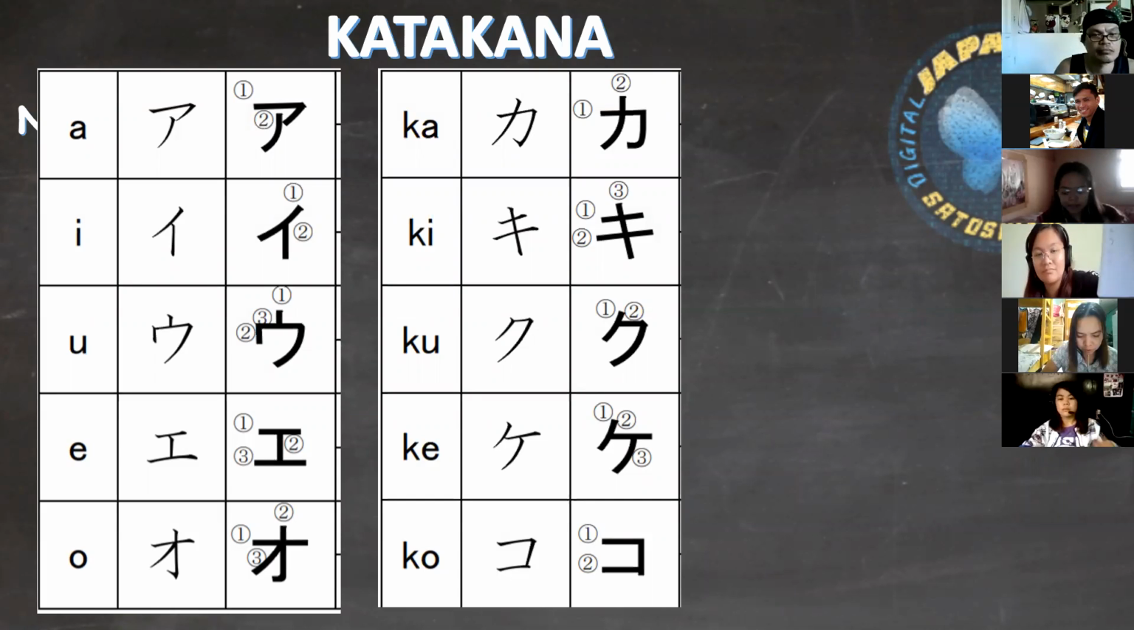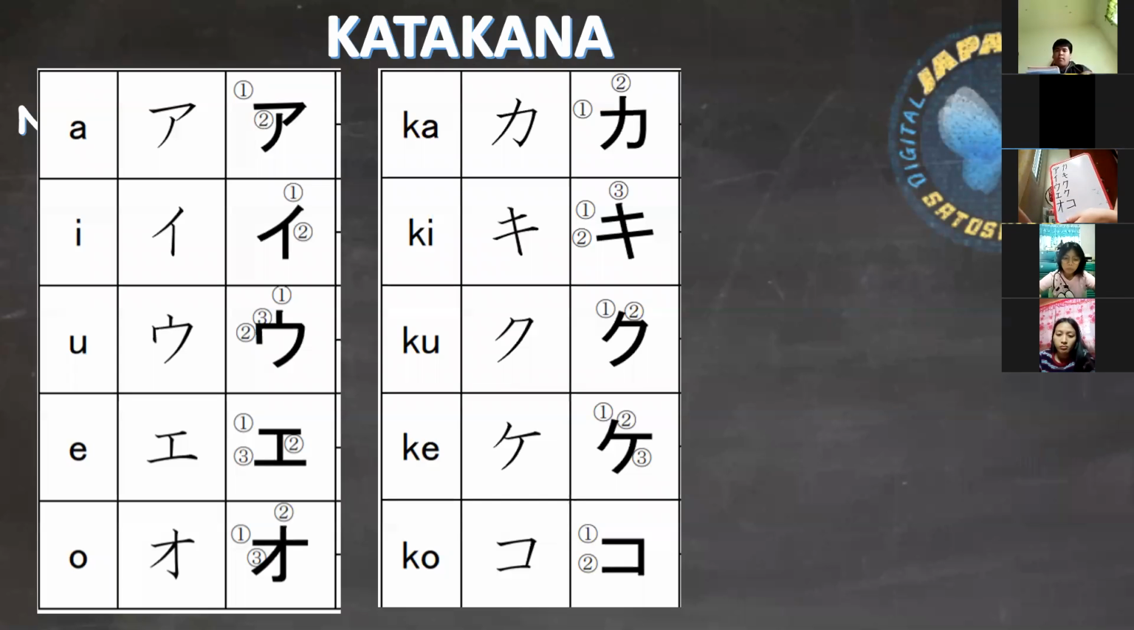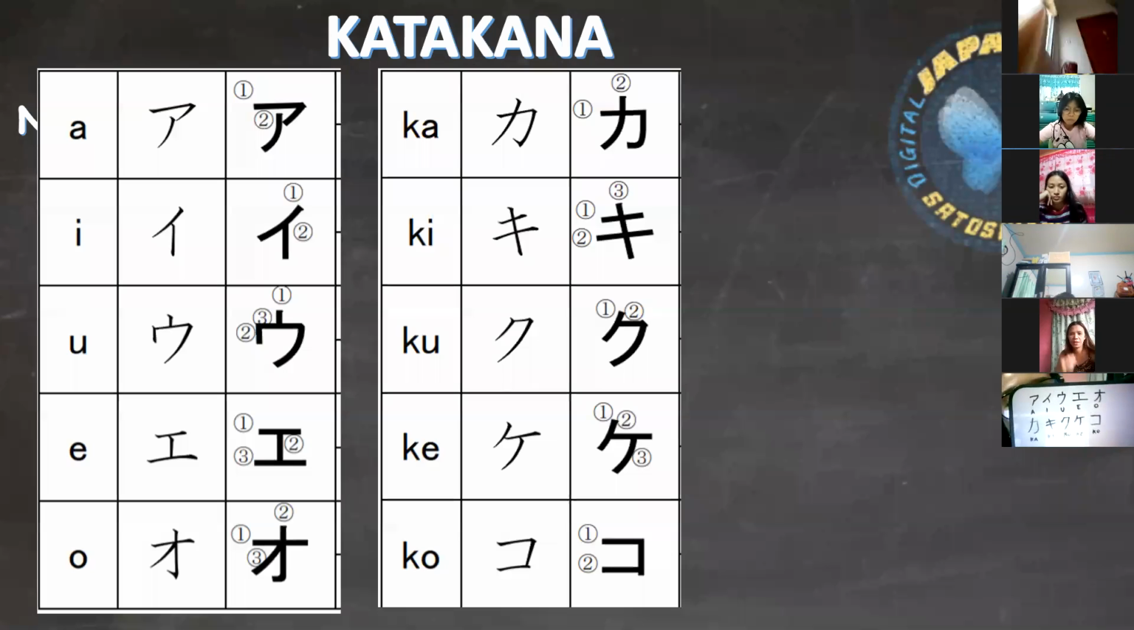Okay, so we have our ka ki ku ke ko. Okay, very good. Those who don't have a whiteboard, next time let's try to bring one. Okay, Angelique, very good. Ka ki ku ke ko. Okay, very good, Leona. Okay, so we have this writing.